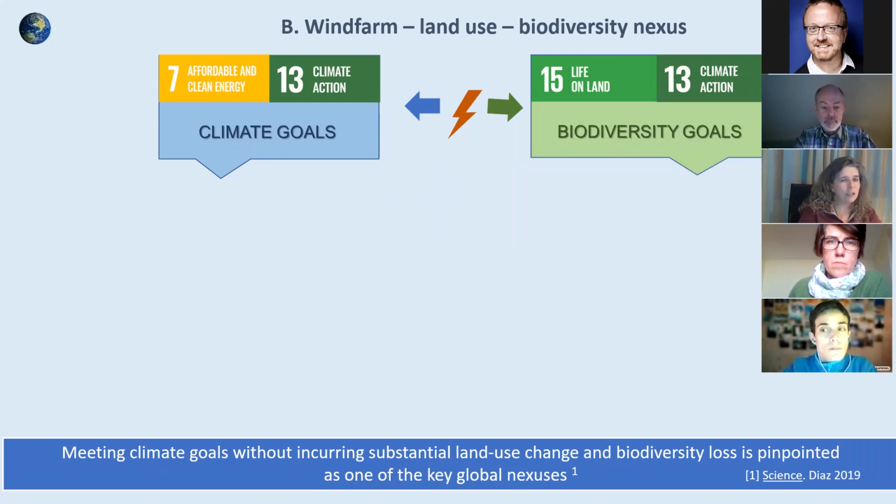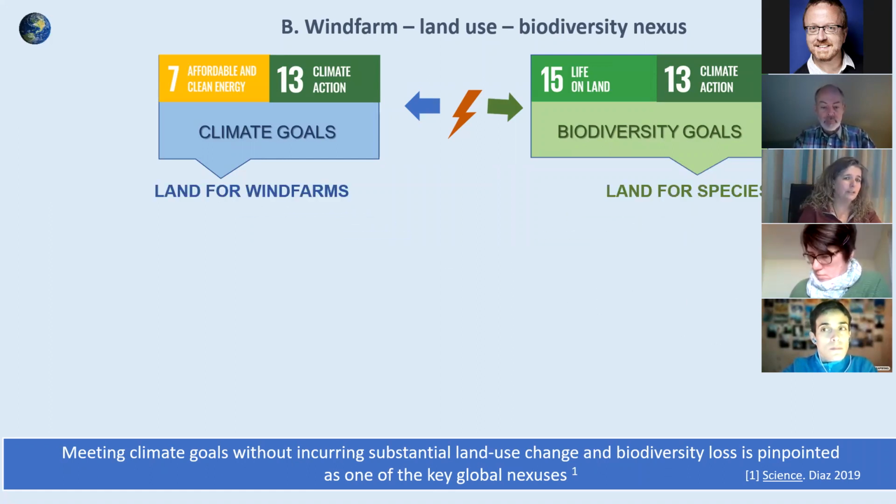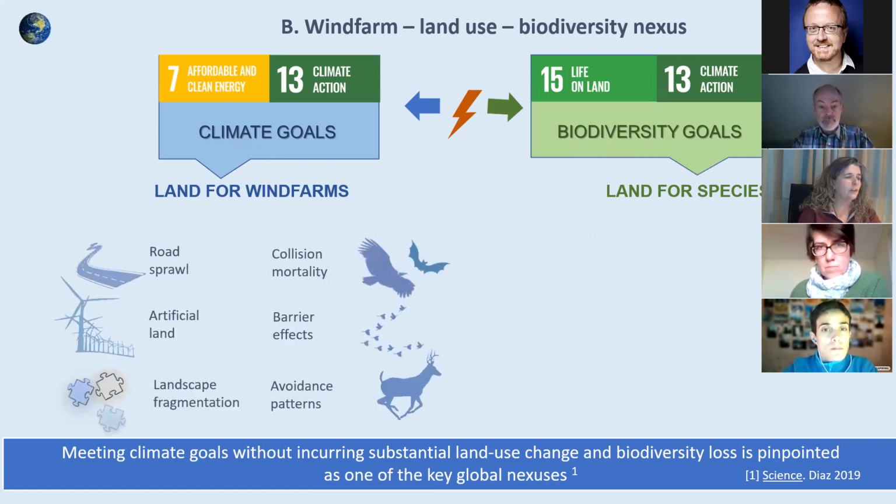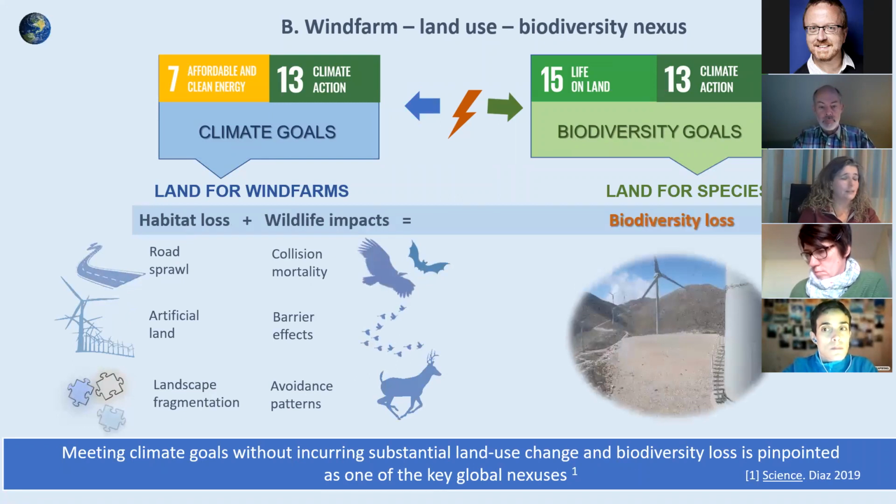We have these 2 climate goals conflicting. Why? Because of land. We have a land conflict. Wind farms, they need land, but they create a range of negative effects to species. And of course, species, they need land. So the equation is very simple. Habitat loss and wildlife impacts lead to biodiversity loss. We have to do something.